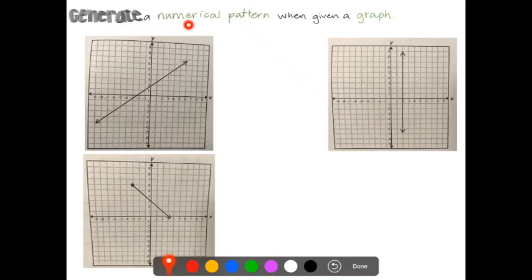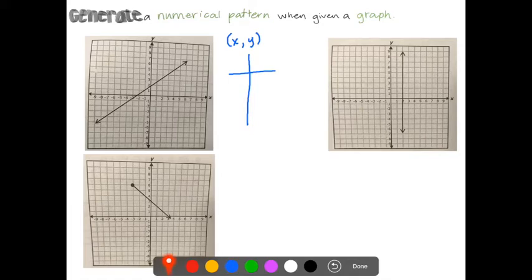In this video, you're going to learn how to generate a numerical pattern when given a graph. So when we look at any coordinate plane, we notice that the coordinate plane is made up of two axes, your x and your y. And lines are made up of a bunch of different points. And points have coordinates, and the coordinates have an x value and a y value. And so when we're generating a numerical pattern from a graph, we're basically generating a numerical pattern from given coordinates.